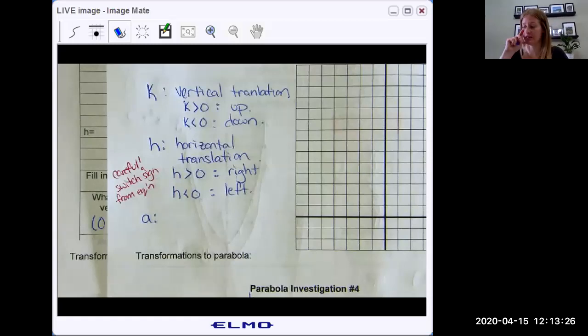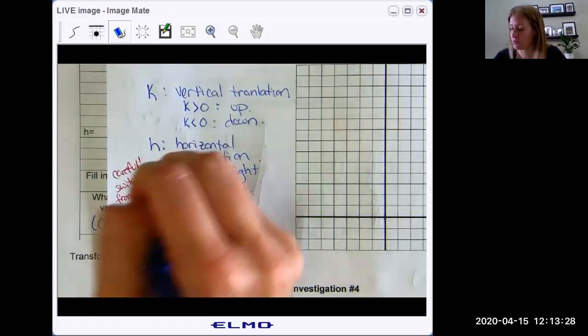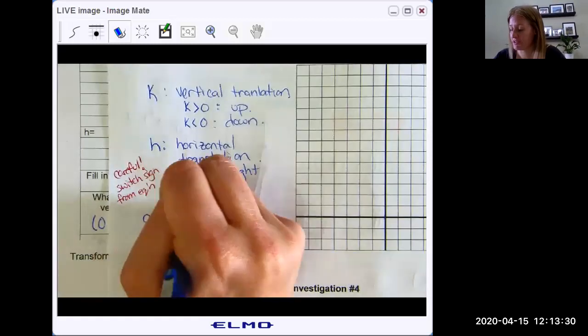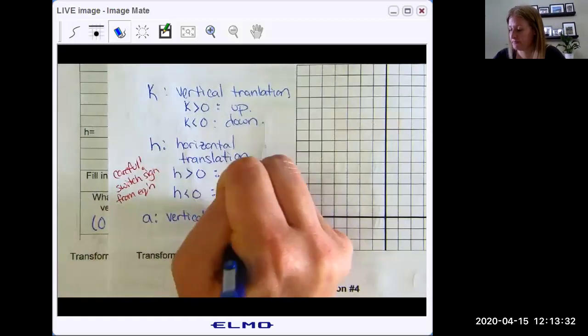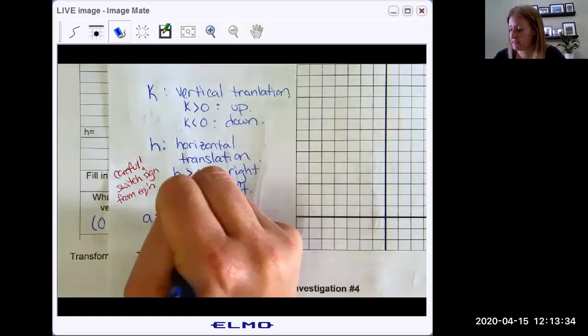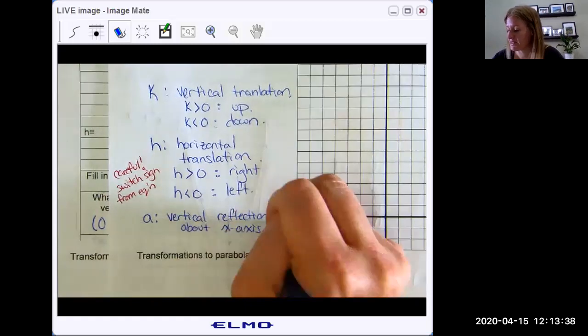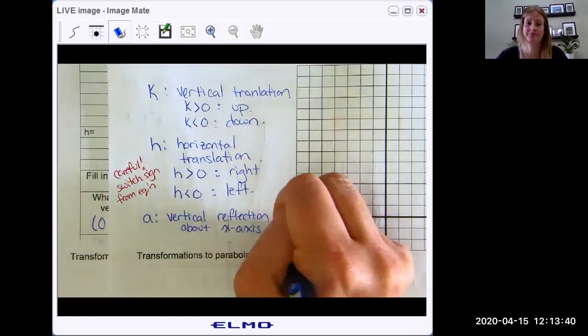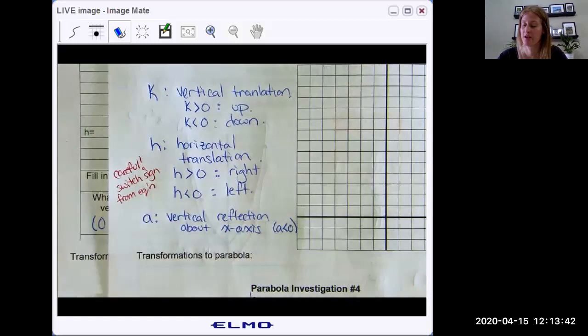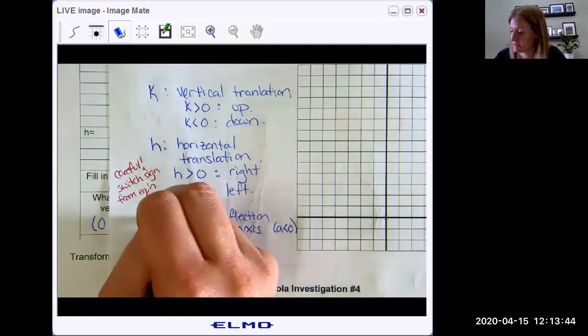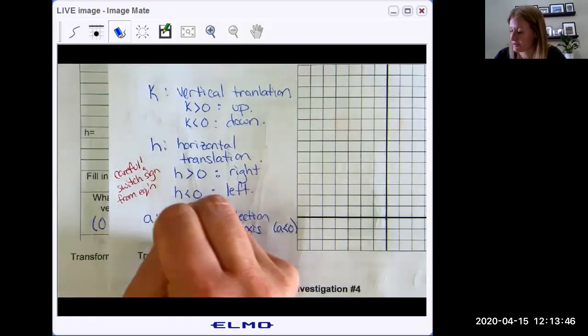So what does A tell us? A tells us two things. One is vertical reflection about the x-axis. Okay, remember that's if A is negative. The other thing that A tells us is vertical stretch factor.